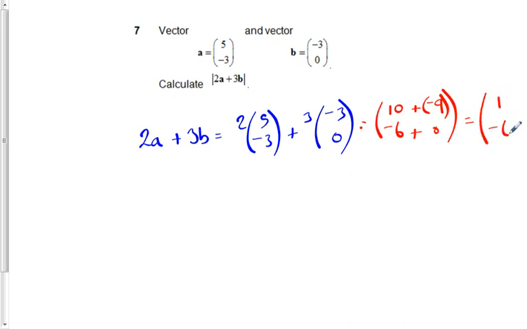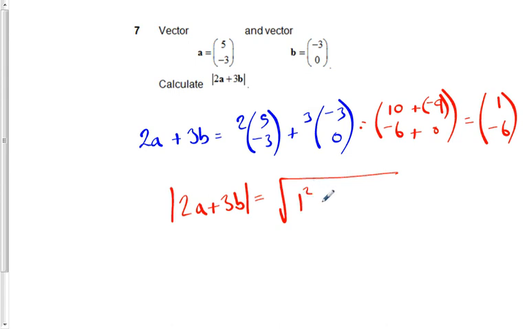Now the magnitude of 2A plus 3B is going to be equal to the square root of 1 squared plus -6 squared, which gives us that the magnitude of 2A plus 3B is equal to the square root of 37.